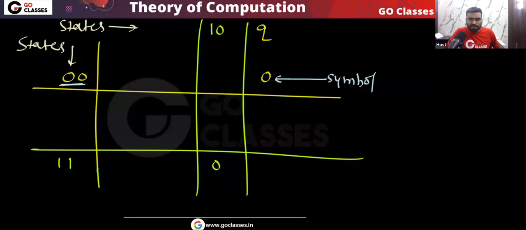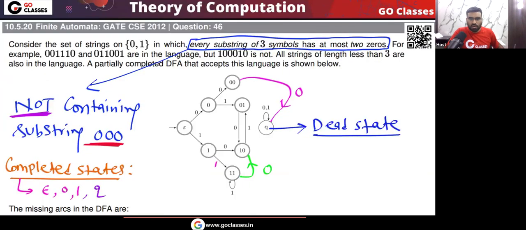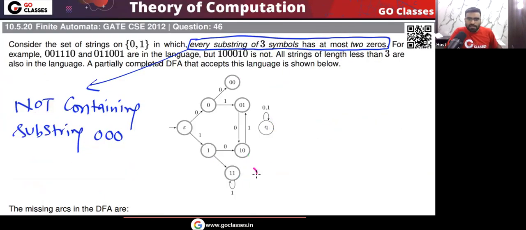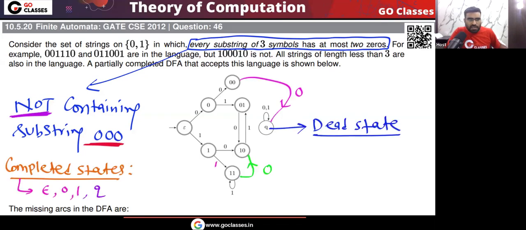But let me check the remaining transitions. Okay, now you tell me, in this state, if 0 comes, I will go here, that you already know. Now in this state double 0, if symbol 1 comes, where will I go? I will go to 0 1. Yes or no? Very simple. So in this state, if symbol 1 comes, I will go to 0 1.